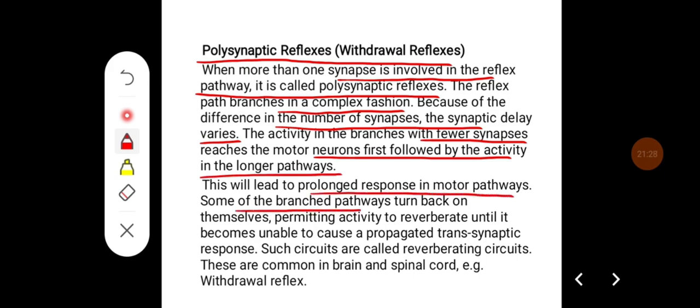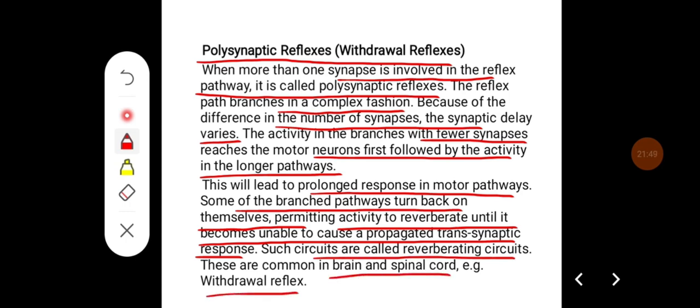Some of the branched pathways turn back on themselves, permitting activity to reverberate until it becomes unable to cause a prolonged transsynaptic response. Such circuits are called reverberating circuits. These are common in the brain and spinal cord. For example, the withdrawal reflex.